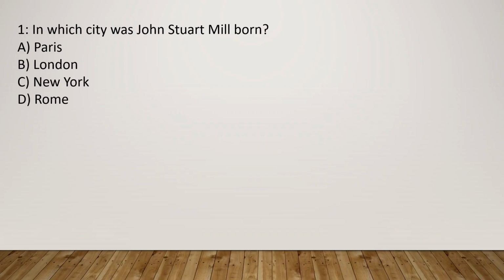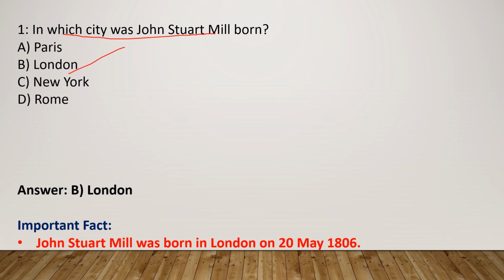In which city was John Stuart Mill born? Options are Paris, London, New York, Rome. The correct option is option B, London. John Stuart Mill was born in London on 20th May 1806.